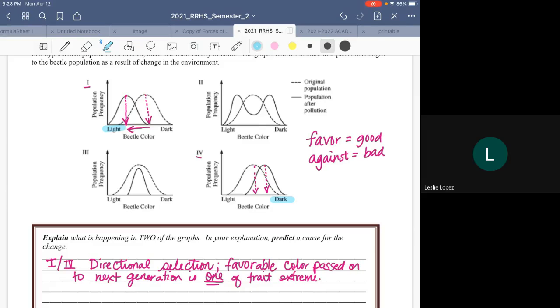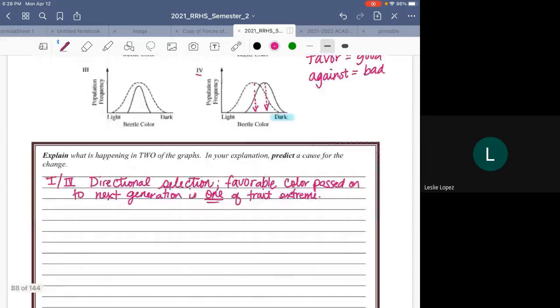Now let's take a look at graph number 2. Again, here was my original population right here in the middle with the highest number in the middle. And then you can see that after this pollution event, we have a large number of light-colored beetles, a large number of dark-colored beetles, and what used to be the intermediate is now the lowest in the population. This kind of natural selection is what's called disruptive selection.